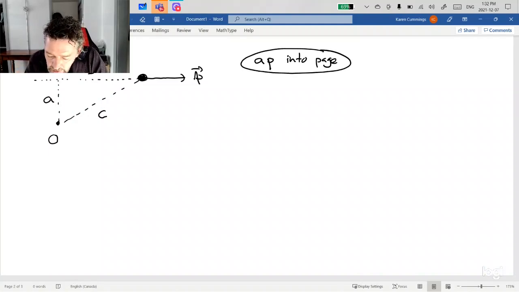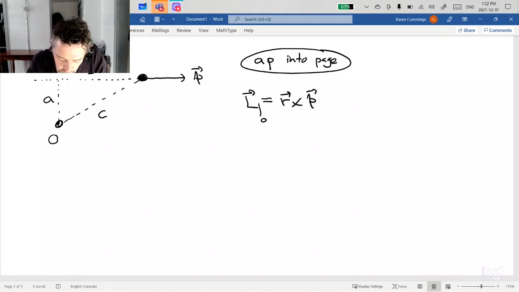So remember that the fundamental definition of angular momentum is not I times omega. The fundamental definition of angular momentum about some point O is R cross P, where R is the vector that points from the point O to the object in motion, the object with momentum P. So that's your R. You want to work out R cross P.